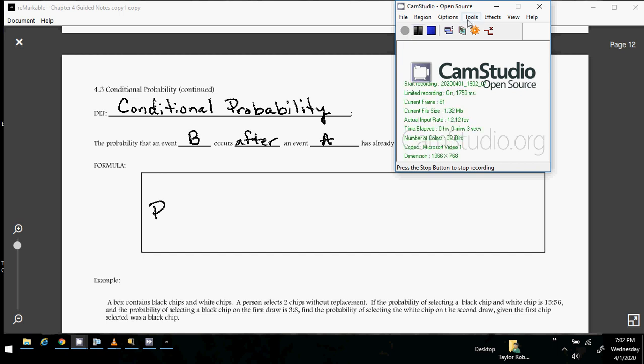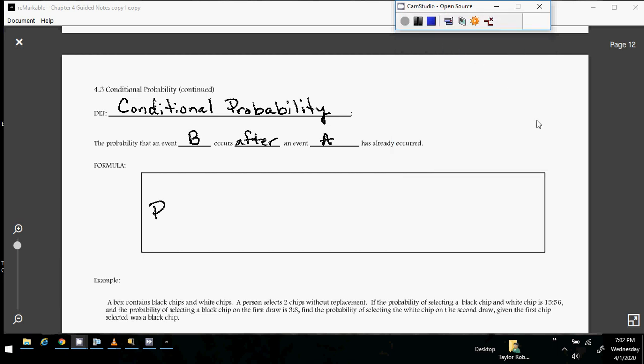Okay guys, this is going to be my second video talking about 4.3. We're going to talk about conditional probability. Conditional probability is if one event occurs after another. So probability of B given A. B comes after A in the alphabet. Remember that the line straight down is a replacement for the word given. So B given A has already happened.